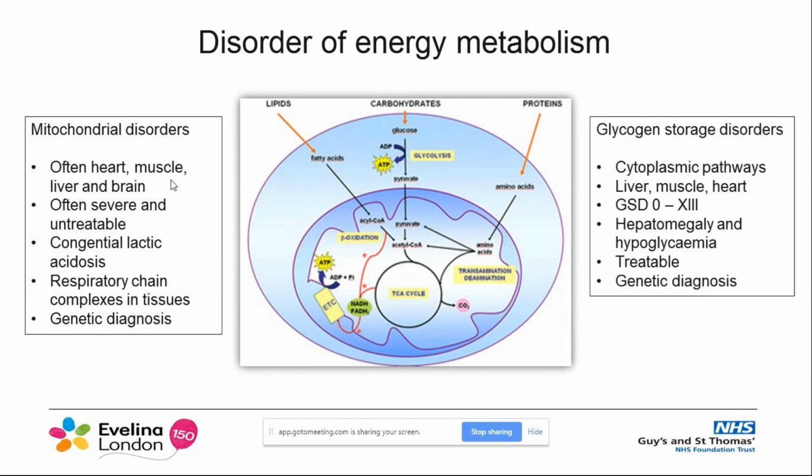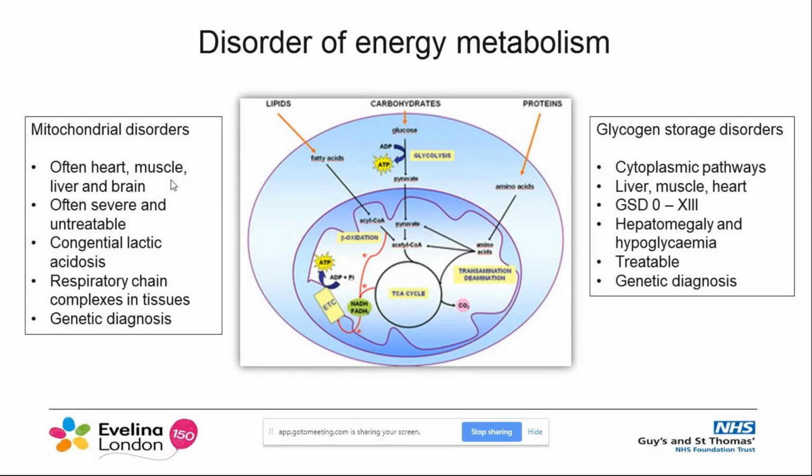And then disorders within the cytoplasm, and there's lots, but the majority tend to be glycogen storage disorders, which will fall under this umbrella of energy metabolism, and can affect the liver, muscle, or heart. There's 13 types. I think there's a few more types as far as I know. I think it's gone up to 15 now.